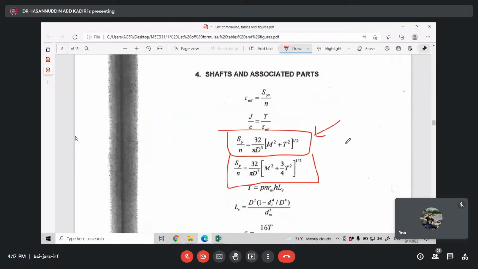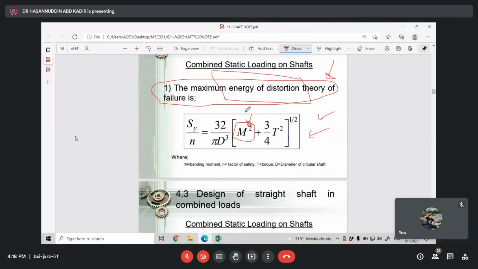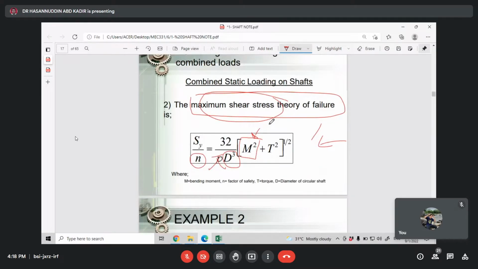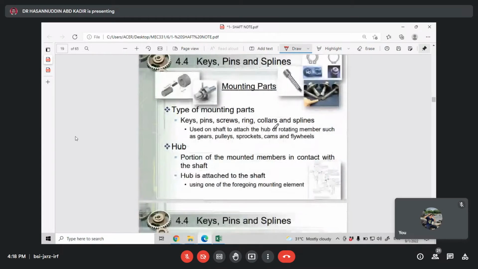So on the shaft we only focus on this type of formula. When you want to apply this formula, they will give it in the question. Okay, just apply this type of formula. Let's say they mention the maximum energy distortion, apply this type of formula. Let's say they ask you for the maximum shear stress theory, apply this one formula. Okay, this is simple, no problem.